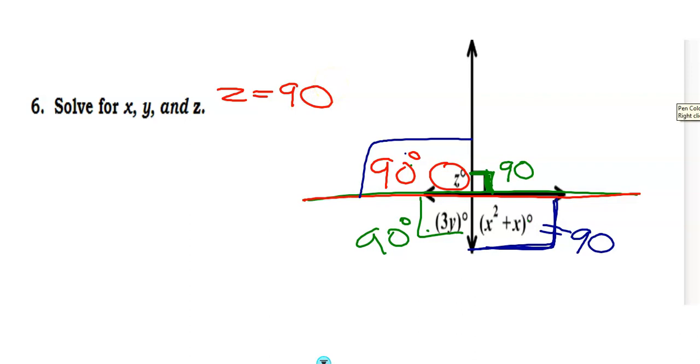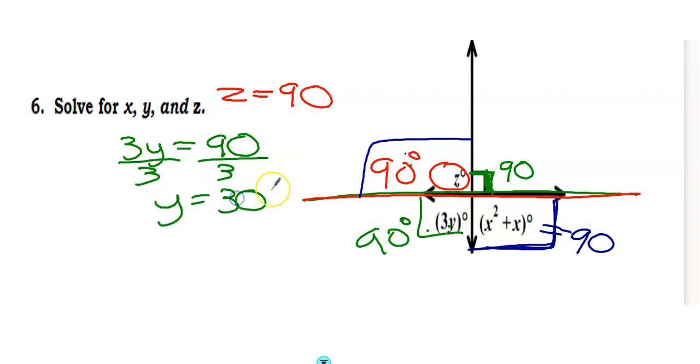And now let's do this one. So 3y equals 90. I'm going to find out what y is by dividing by 3. y equals 30. The last one we've got to do is this x one.